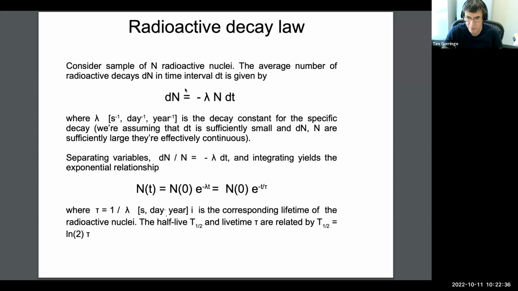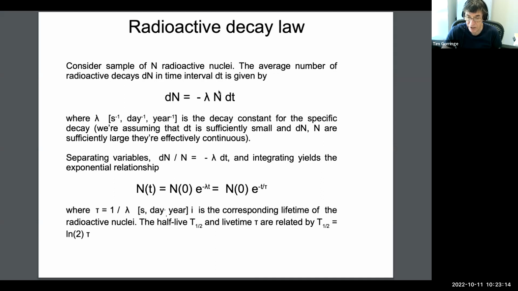So that's the process of radioactive decay. The relationship between the number of decays, the change in the number of radioactive nuclei, and the total number of surviving nuclei is this little equation here. This is the differential form of the radioactive decay law. So on the right-hand side, we've got N, the number of radioactive nuclei. We've got dt, the time interval we're observing them for. And over here on the left-hand side, we've got the number of decays.